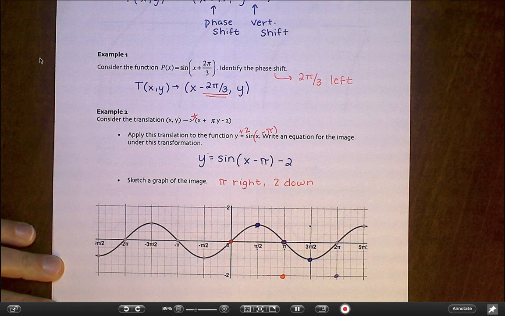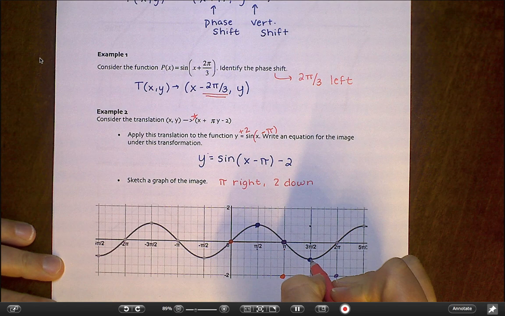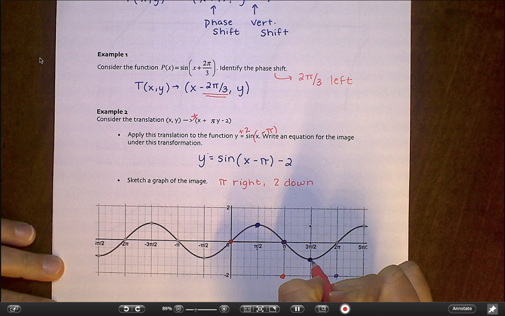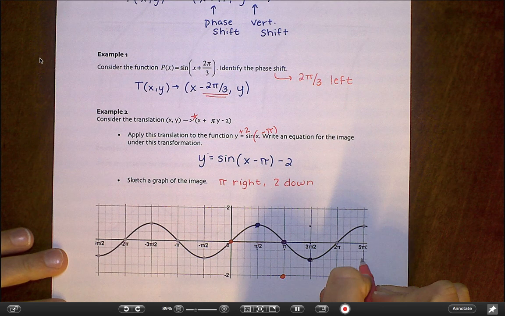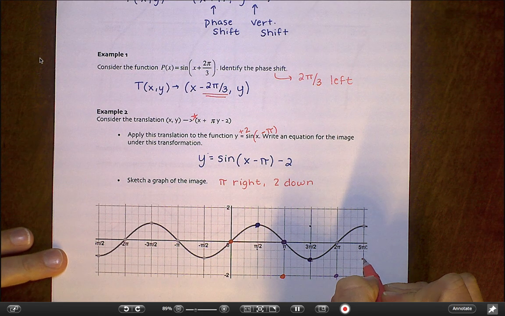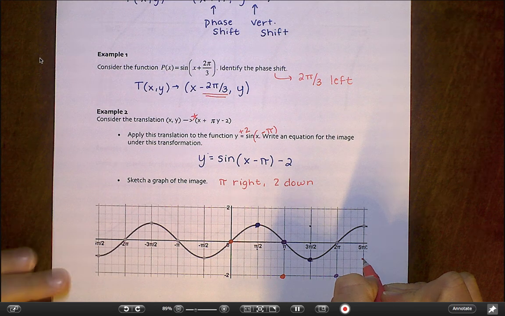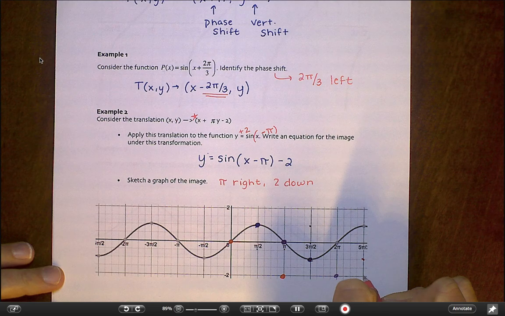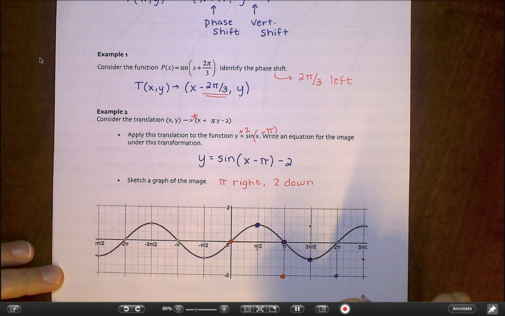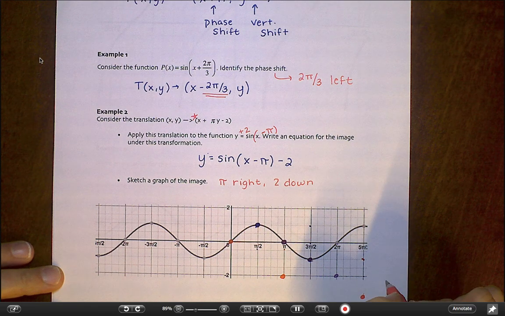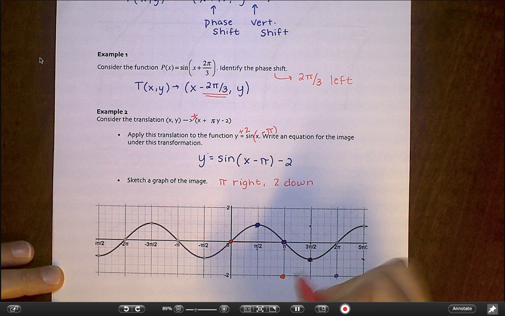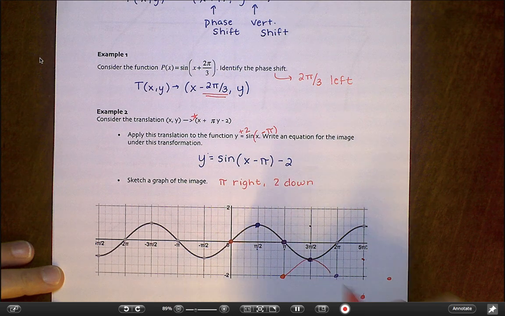Okay. My 3 pi over 2, which is this point here, is going to shift to the right by pi. So 3 over 2 plus 1 pi would take me to 5 over 2. And then I'm going to go down 2 units from here. This is actually going to take me off the graph. I'm a little annoyed with myself that I didn't make my graph larger, but down 2 units would take me here. Okay, so far, and then my next point would end up over here someplace. So my one cycle of the graph is going to look like this.